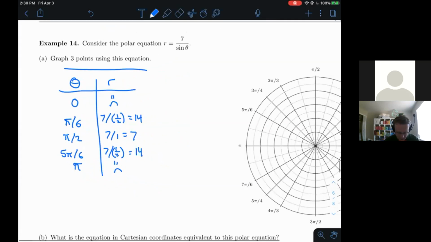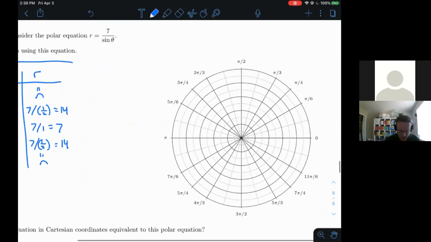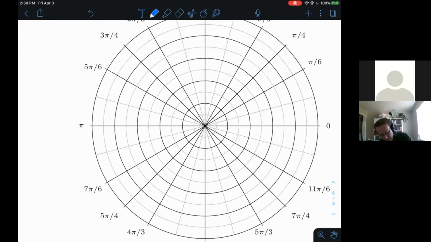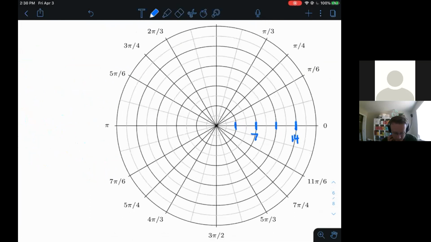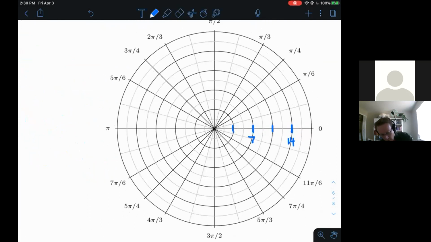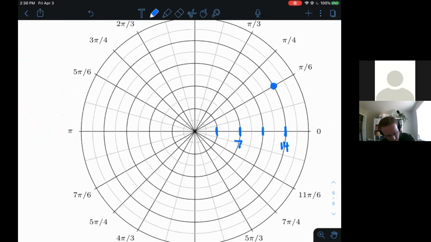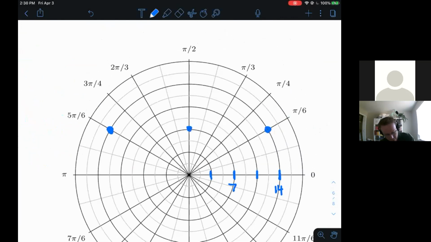And here's where I realized I don't have any axes here. So I'm going to go ahead and say that this is 7, and this is going to be 14. So I'm awkwardly doing steps of 3.5 or so in order to do this. But we can see at pi over 6, we need to go out 14. And at 5 pi over 6, we need to go out 14. And at pi over 2, we need to go out 7. So if we were to connect these three, it seems like it is forming a straight line.